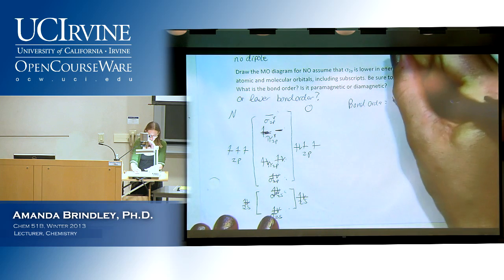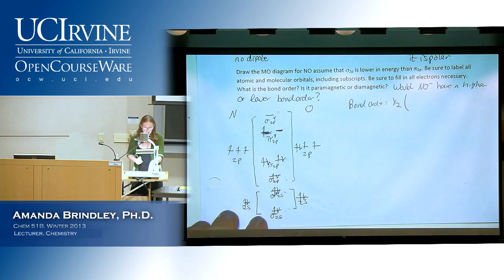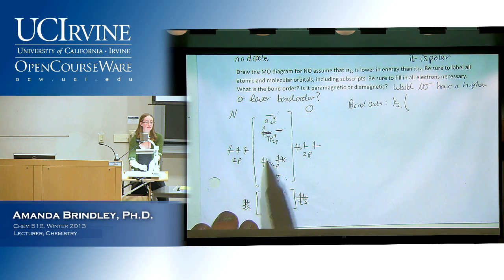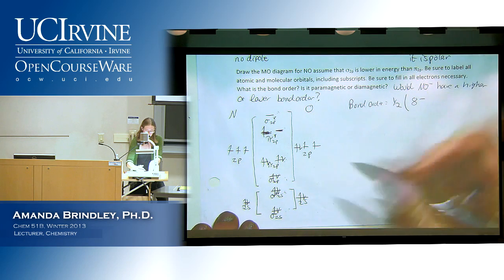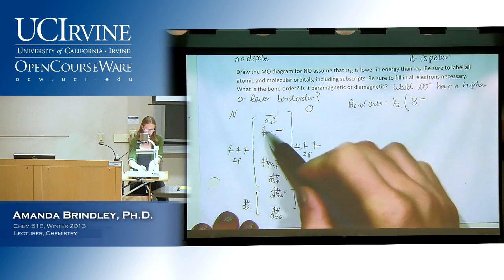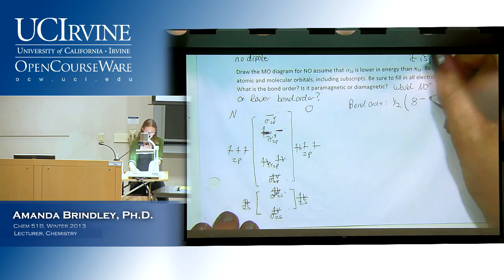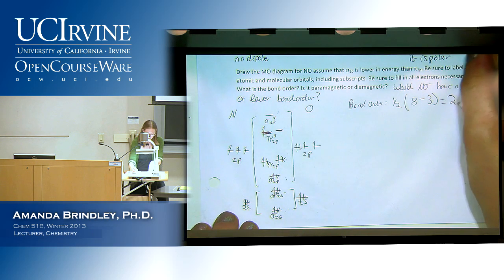How do we know what the bond order is? Yeah. We count up all our electrons. How many are in our bonding orbitals here? 2, 4, 6, 8. How many are in our anti-bonding? 2, 3. So our bond order is 2.5.